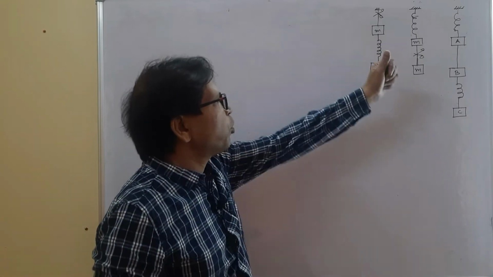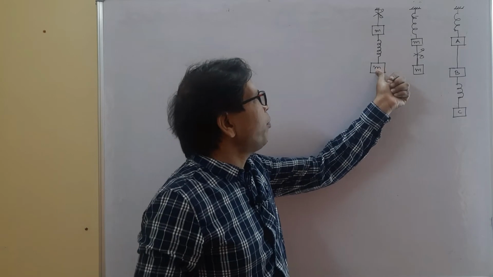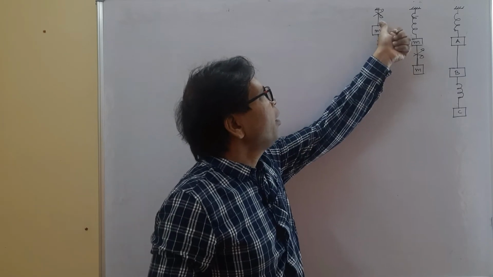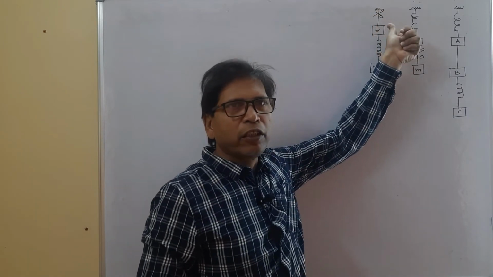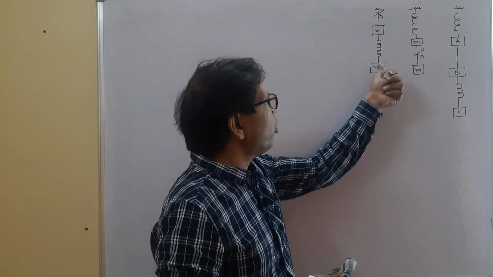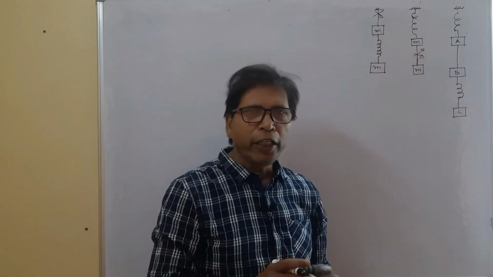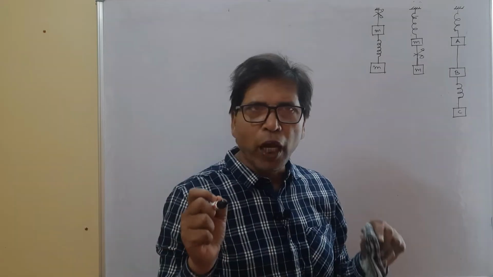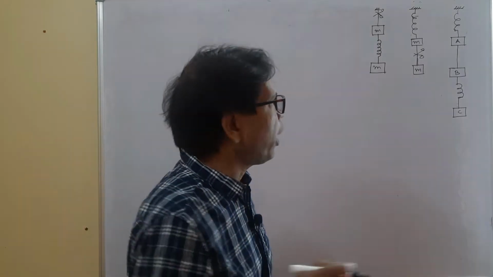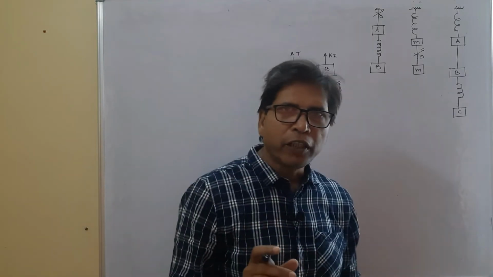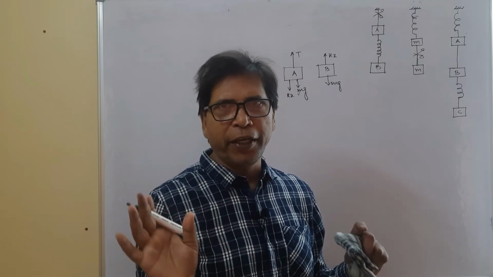Now look at this problem. This is the mass m, this is the mass m, and this is a string. What is the acceleration of this mass and this mass if the spring is cut? We have to draw the free body diagram before cutting. Before cutting, suppose the elongation of the spring is x.